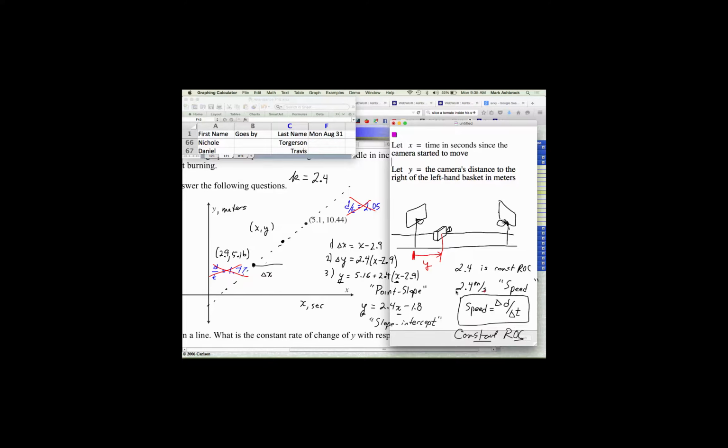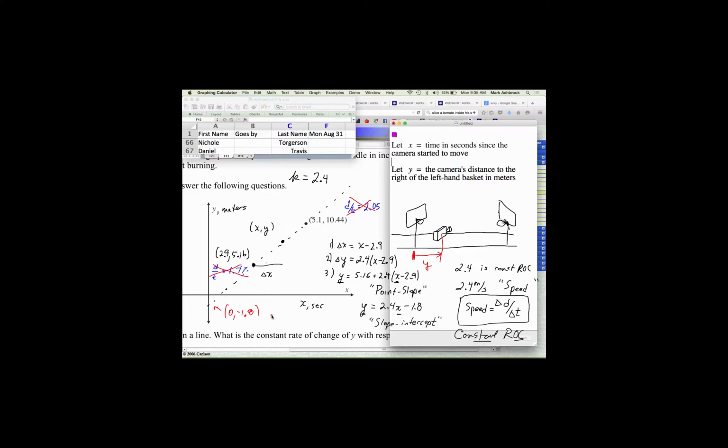Okay, so the 2.4 meters per second is the speed, and is the speed changing or staying the same? Staying the same, 2.4 meters per second. It's like this, we've got a constant rate of change, or a linear relationship. Okay, what about the negative 1.8? Can you have negative distance? Does it make sense? So we've got this y-intercept of 0, negative 1.8.